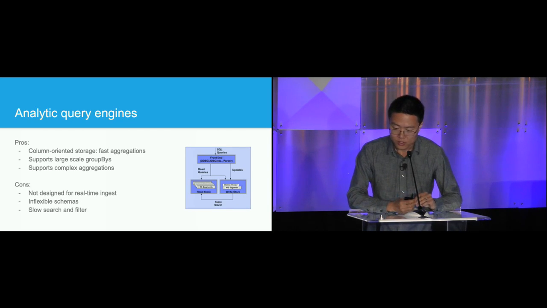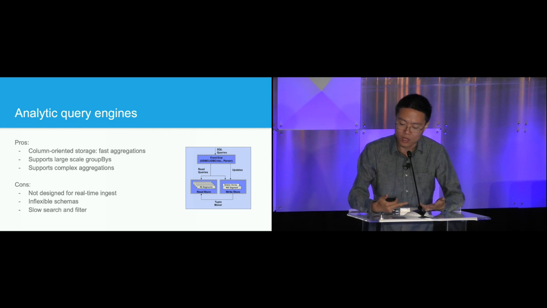So what is designed for very fast analytic queries that involve crunching numbers are what are known as analytic query engines, or OLAP systems. So systems like Vertica, systems like Presto, even more old school data warehouses like Teradata. And the way that a lot of these databases work is they have a column-oriented storage, which makes them really, really good for crunching numbers.